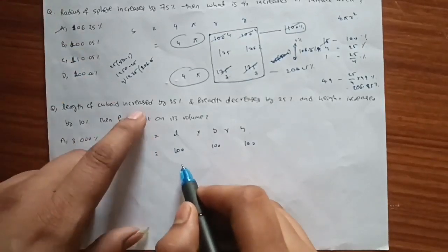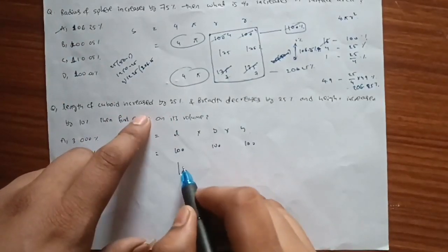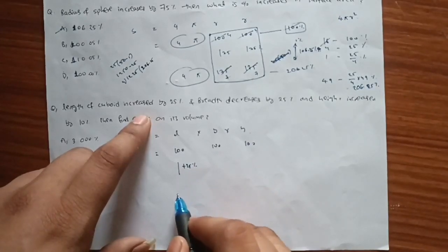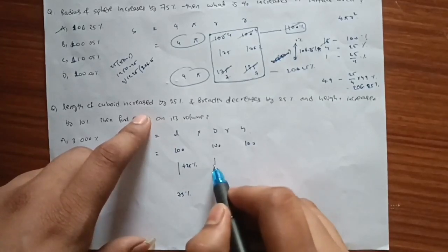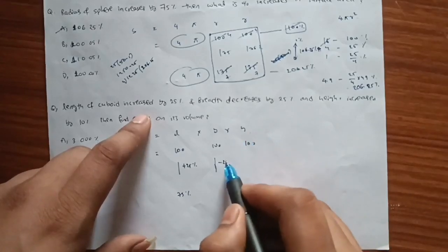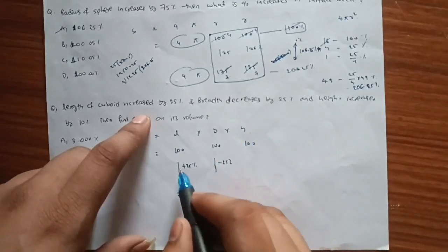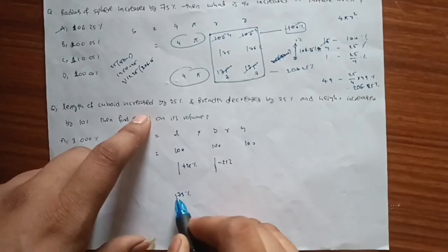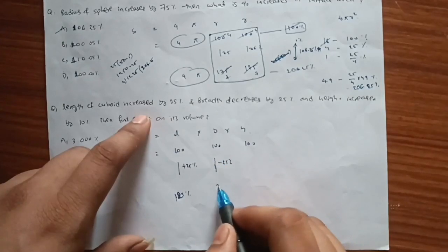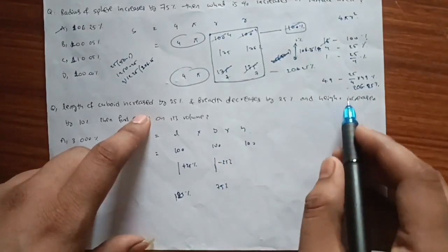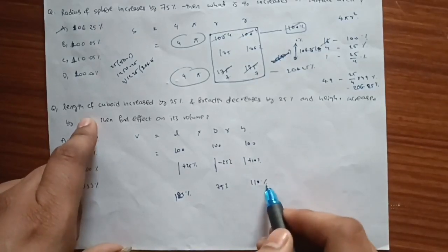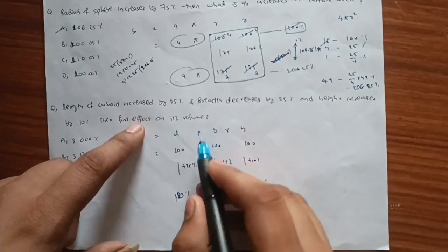So the length is increased by 25%. Sorry, it is increased by 25%, so here it becomes 125% in the second condition. Now the breadth is decreased by 25%, so it becomes 75% in the second condition, and the height is increased by 10%, so the height becomes 110%.